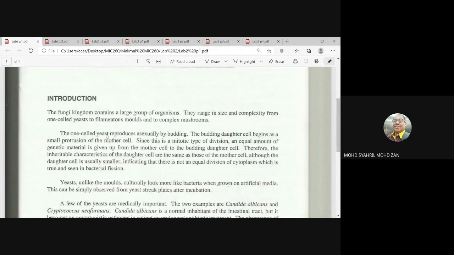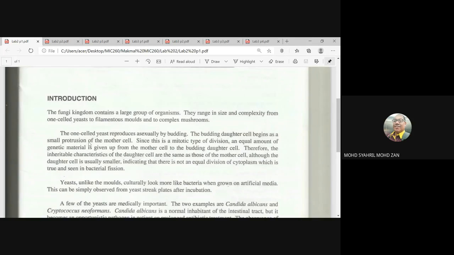The one-cell yeast reproduces asexually by what we call budding. So a budding daughter cell begins as a small protrusion of the mother cell. Okay. So dia akan mula tumbuh daripada mother cells. Since this is a mitotic type of division, which means mitosis mostly produces the same species, same sample. Kalau mother dia bulat, anak dia bukan dapat bulat, tidak beza, alright. So lebih kepada mitosis, alright.